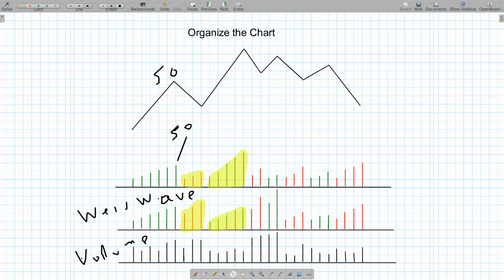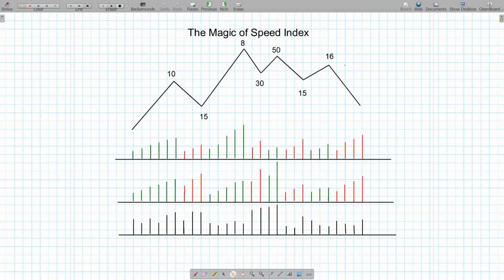But sometimes this is also difficult to read and identify these movements with so many bars on the charts. So this is where speed index and the magic of it comes into play. Okay, we add speed index to this equation and things become more clear. Why? Because a change in behavior is much easier to identify.